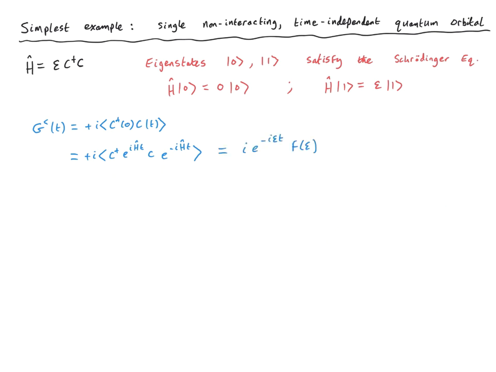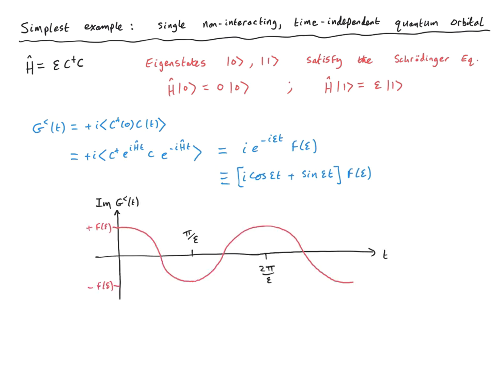So we see from this explicit expression that the Green's function G-lesser of t is actually something that is periodic in time. That is because of this factor e to the minus i epsilon t. Using Euler's relation to write e to the i theta as cos theta plus i sin theta, we can then express G-lesser of t in this way. The imaginary part of G-lesser of t as a function of time is therefore simply a cosine. The amplitude of the oscillation is simply the Fermi function, we see it goes between plus f of epsilon to minus f of epsilon, and the time period is 2 pi upon epsilon.